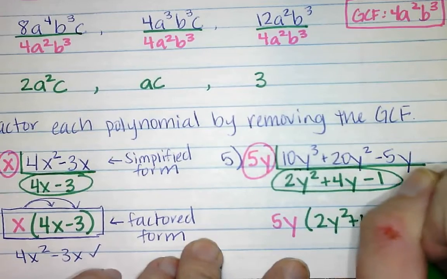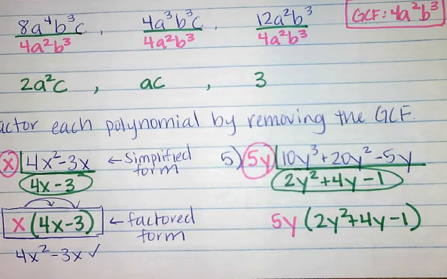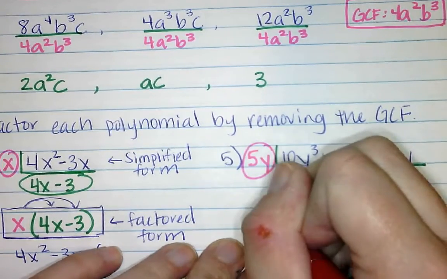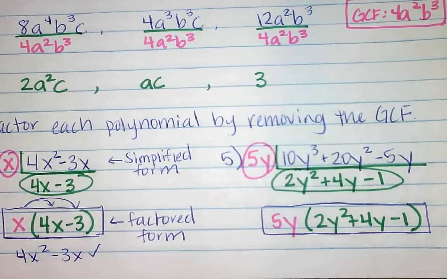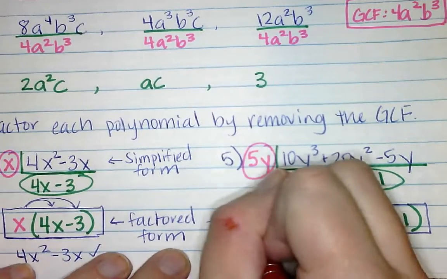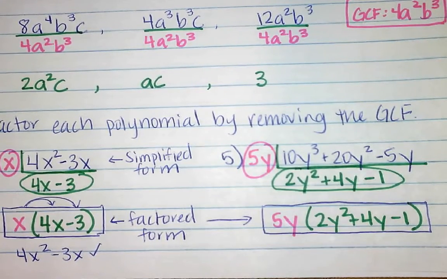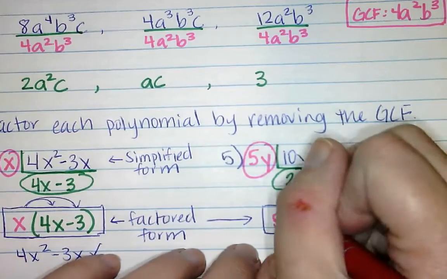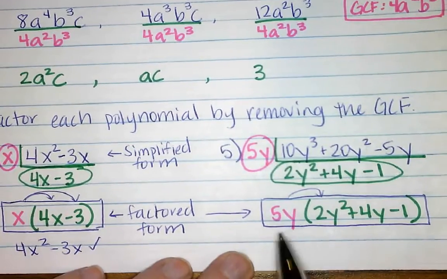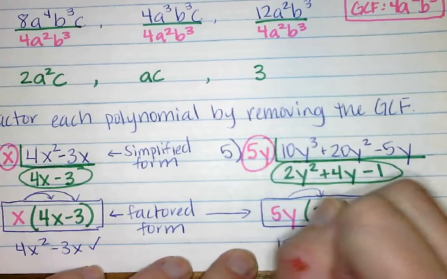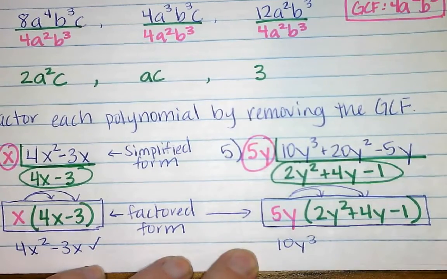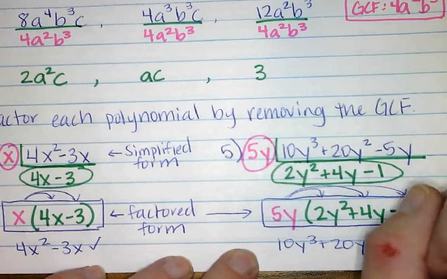So, this guy right here is going to be our factored form, right? And so, these are both your factored forms when you have it with the parentheses. So guys, when we talk about factored form, it usually has a parentheses. And you can check yourself two ways. You can check yourself just like we did on the last one. 5y times 2y squared is 10y cubed. 5y times 4y is 20y squared. And 5y times negative 1 is negative 5y. Check. Guys, you want to check yourself.